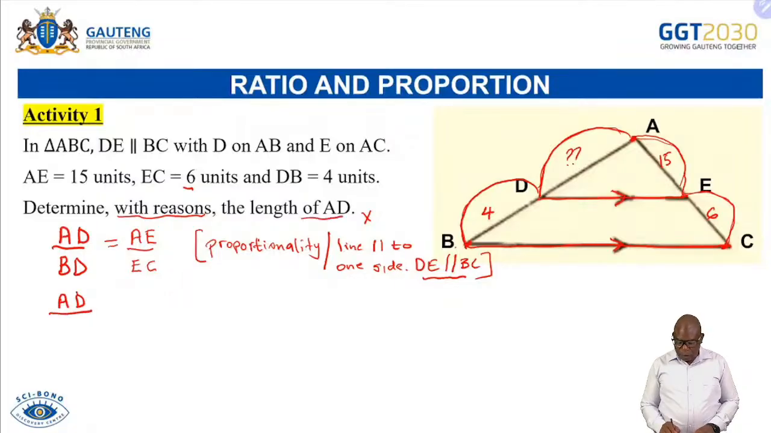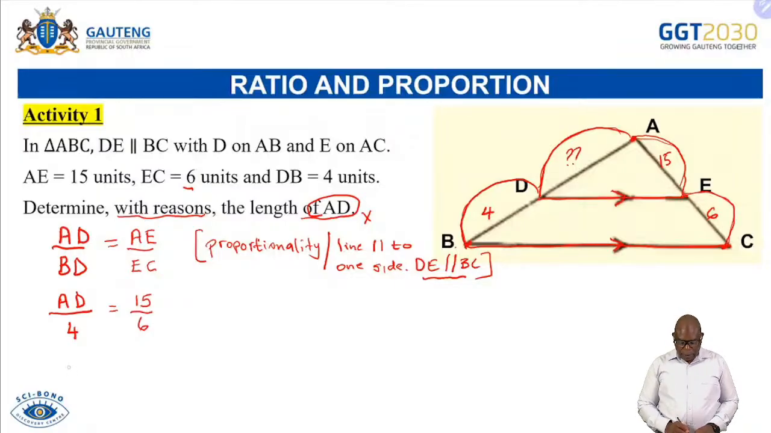Because that is what I need to find, the length of AD. Now remember, this is the length that we're talking about here. BD is given as 4 units. AE is given as 15 units. EC is given as 6 units. Then I cross multiply. Need to solve for AD then.